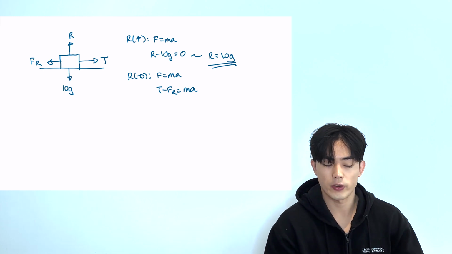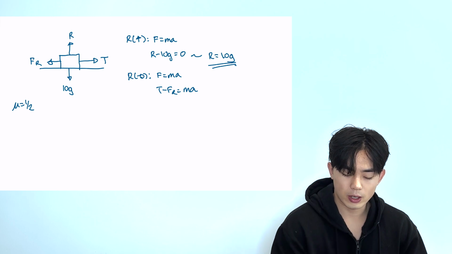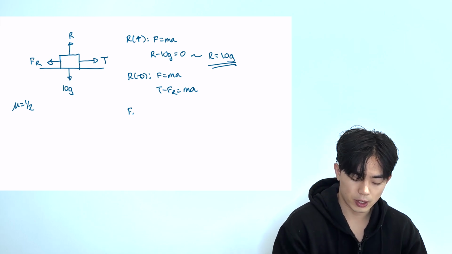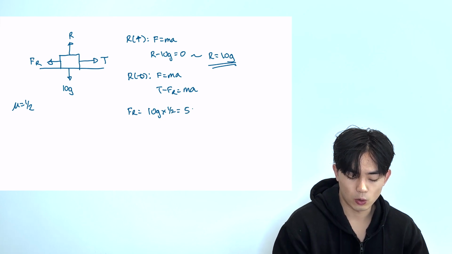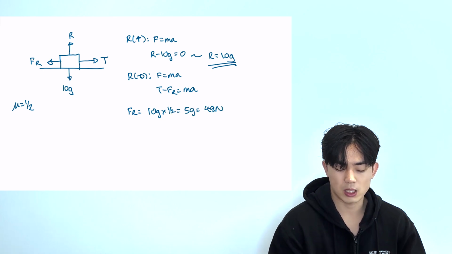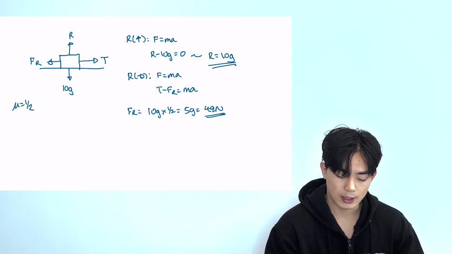Now, if I give it a coefficient value, let's say mu is a half, okay? So mu is 1 over 2. Therefore, if R is 10g, then the frictional force is going to be 10g times a half, which is 5g, or 49 newtons. So this is the maximum amount of friction that this particular surface will give with this particle on top of it. Now let's take a look at some scenarios.